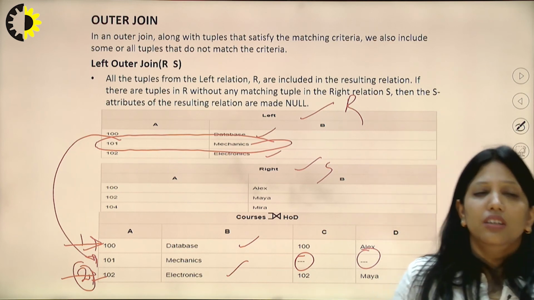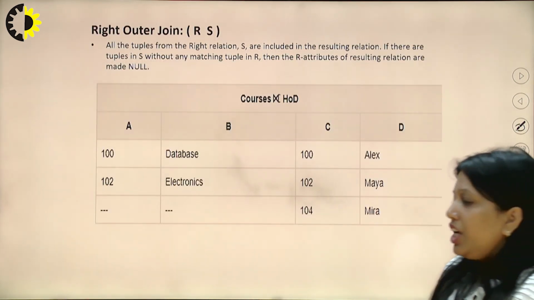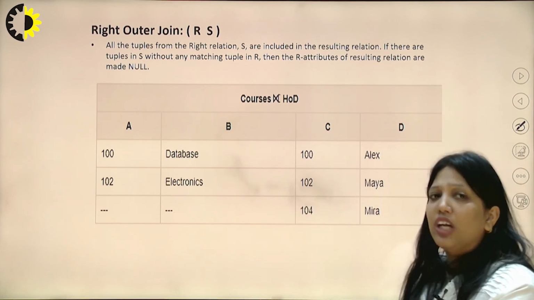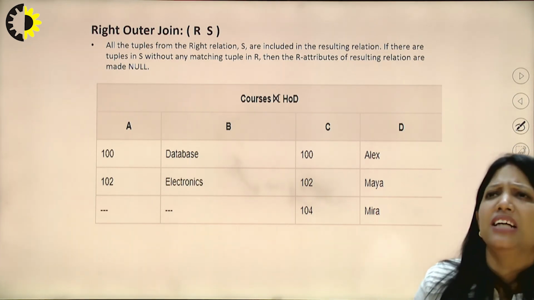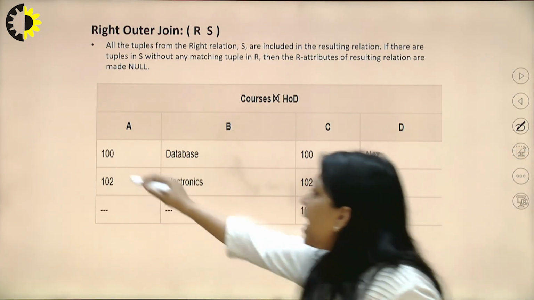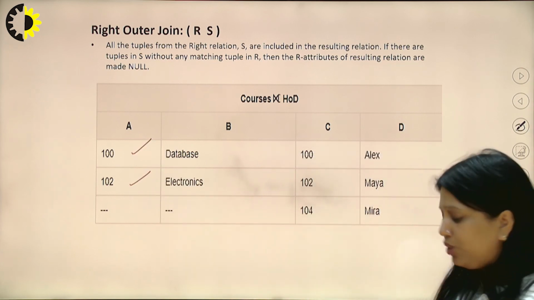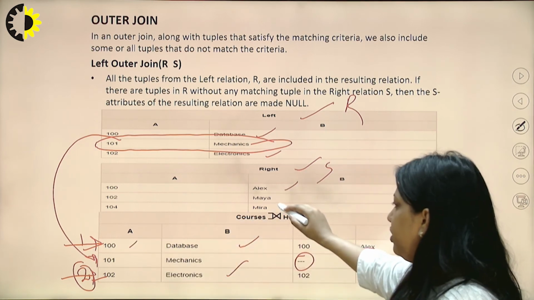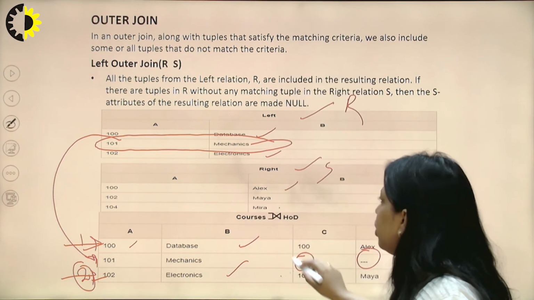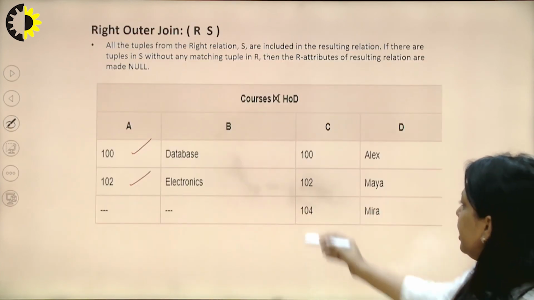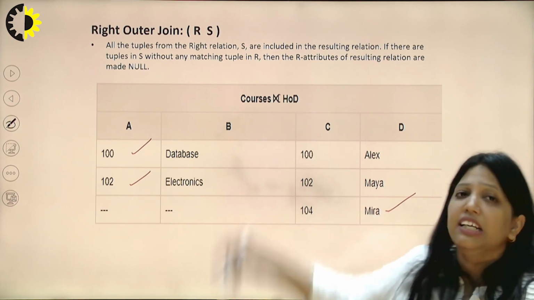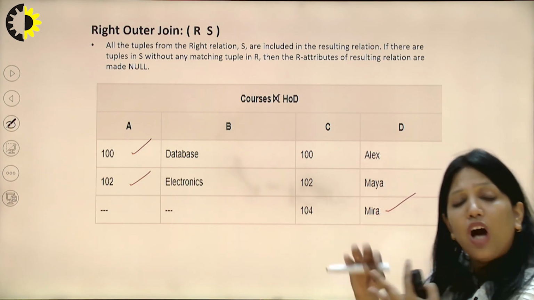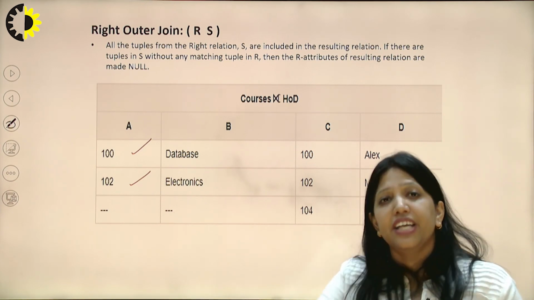In right outer join, whereas in left outer join we include the tuples that do not meet the criteria of table 1, in right outer join we include the tuples that do not match the criteria of table 2. So we will include 100 and we will include 102. In this case, we use this table 100 and this Maya also, and we include the tuple that was left. In right outer join, we also add that tuple into the output relation that does not match the criteria of table 2.